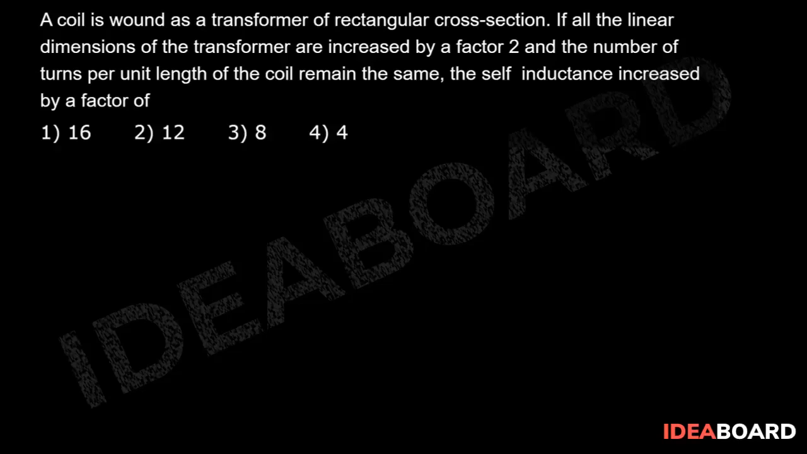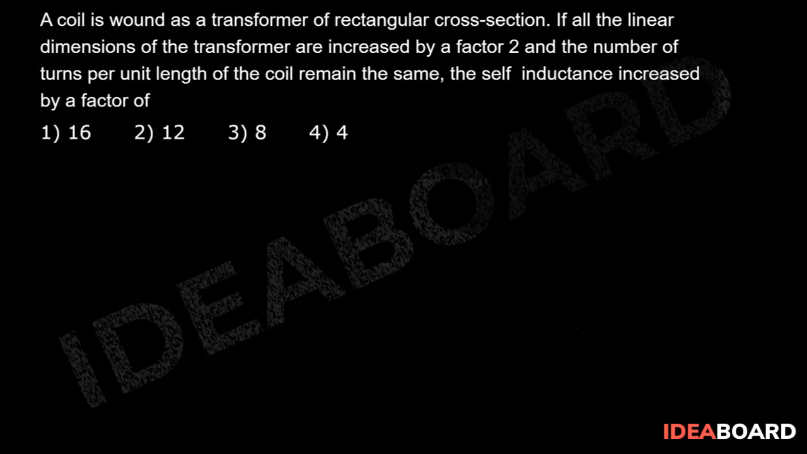A coil is wound as a transformer of rectangular cross section. If all the linear dimensions of the transformer are increased by factor 2 and the number of turns per unit length of the coil remain the same, the self inductance increased by a factor of.